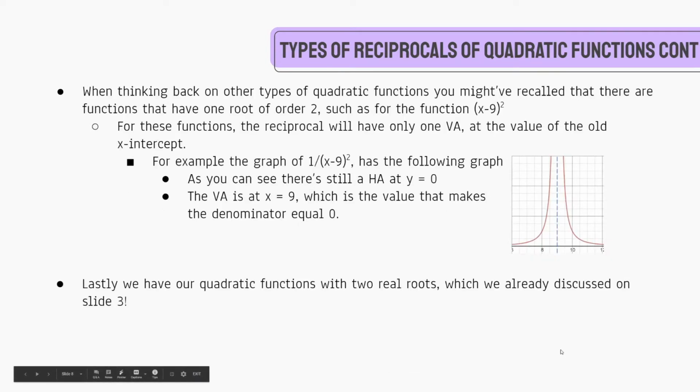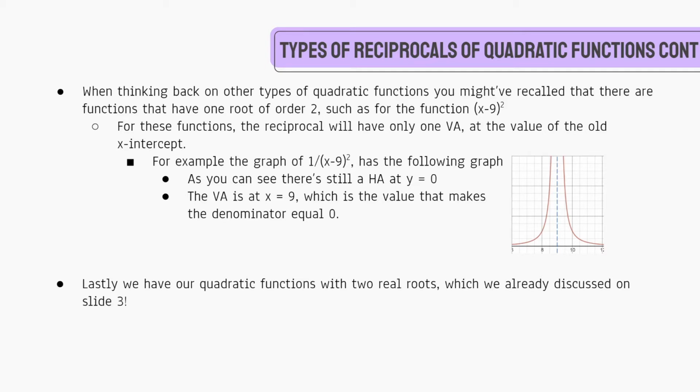There's another type of reciprocal of a quadratic function that you might remember. Again, thinking back to other quadratic functions, you might recall functions simply like x squared, where it has only one root, but the root is of order 2, like we learned in chapter 1. So for these types of functions, we will have only one vertical asymptote. That makes perfect sense as we only had one real root.